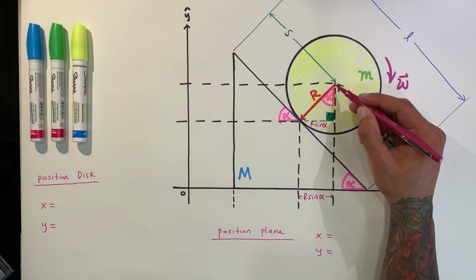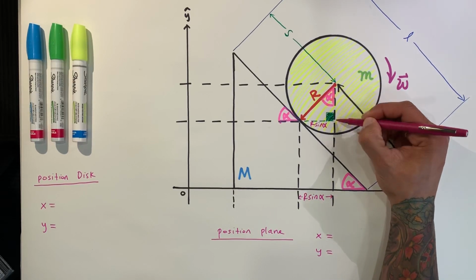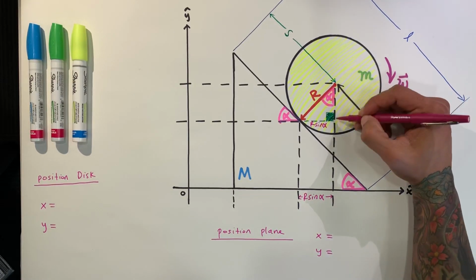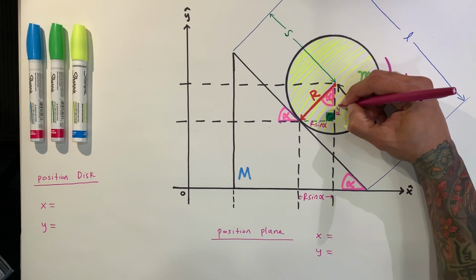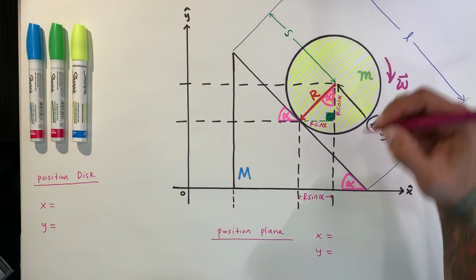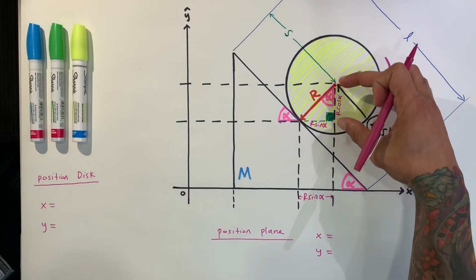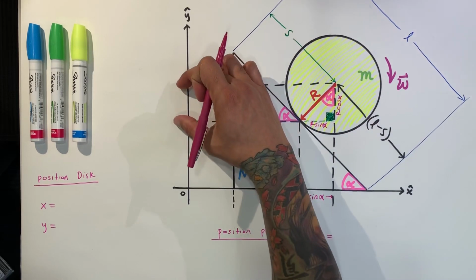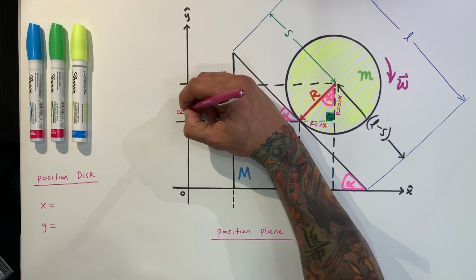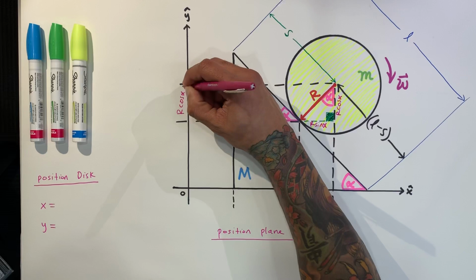Perfect. Now this side here is going to be adjacent over hypotenuse, so R cosine of alpha. I'm going to take this piece right here and write it all the way over here, just like I did with the other one: R cosine of alpha.